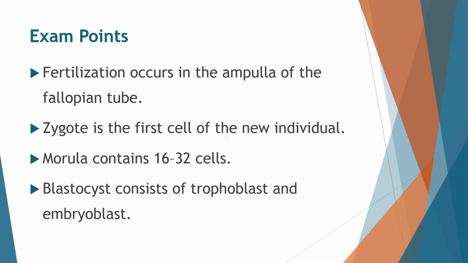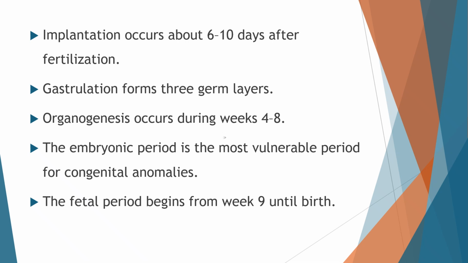The next important point is about the blastocyst. The blastocyst is formed from the morula and has two main cell components. The outer layer is called the trophoblast, which later develops into the placenta. The inner cell mass is called the embryoblast, and it develops into the embryo. Remember that implantation occurs about 6 to 10 days after fertilization. During this stage, the blastocyst attaches to the endometrium, and pregnancy becomes established.